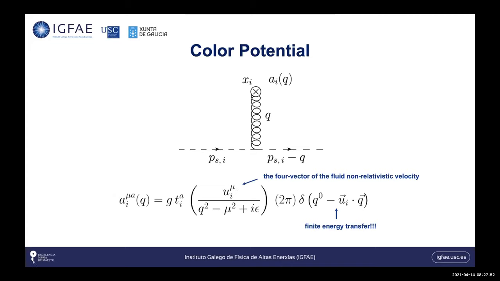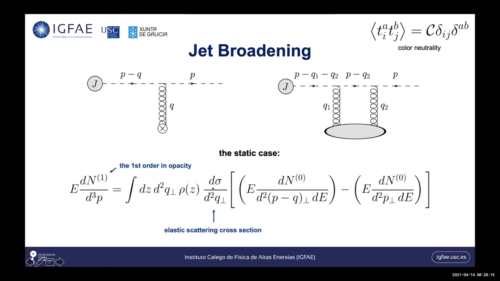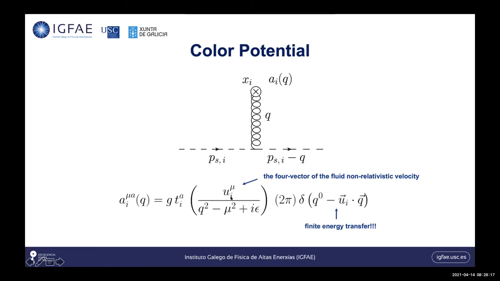Now I'm going to relax these assumptions, and I'm going to take into account the fact that if my source is moving, there is non-zero energy transfer, which actually can be positive and negative. So I can give energy to my jet or take some energy out of the jet. And also the current, in the limit of a very heavy source, just becomes the velocity of the source. And this small u is the non-relativistic fluid velocity. Essentially, it's just the four-velocity divided by the gamma factor.